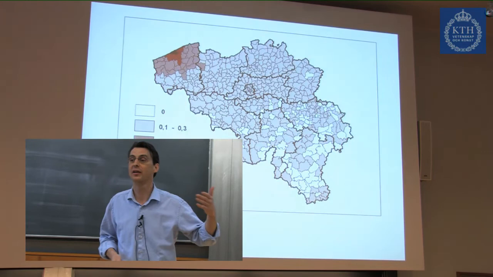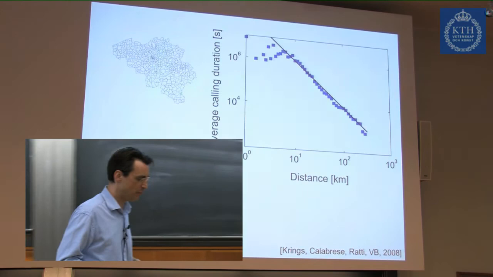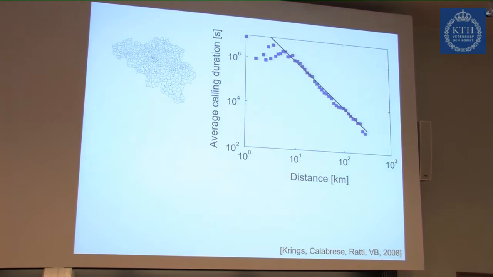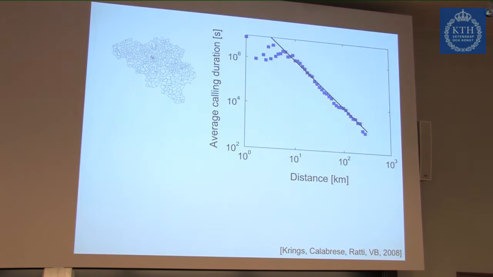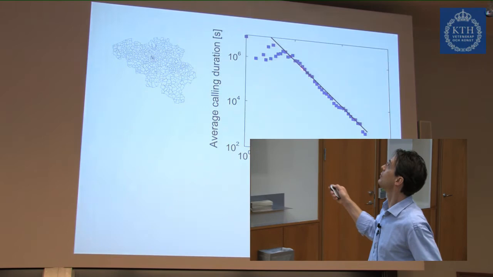What we observed for the connection between people, we can again do at the level of the cities. And this is an observation for the intensity of communication between cities. If you look at the distance between two cities, and then you look at the average calling duration, and you plot this on a log-log scale, again you get this very nice straight line, as soon as you reach distances larger than 10 kilometers, that shows a minus 2 decrease.